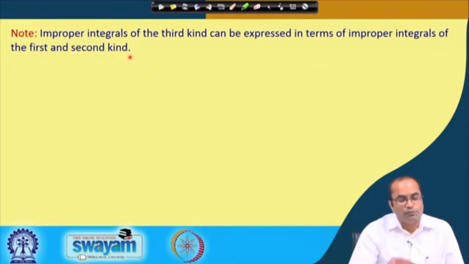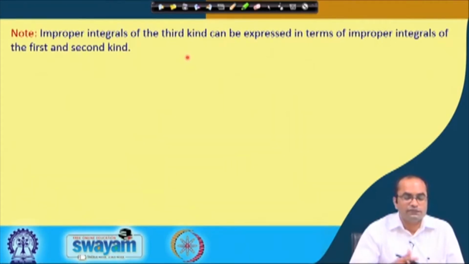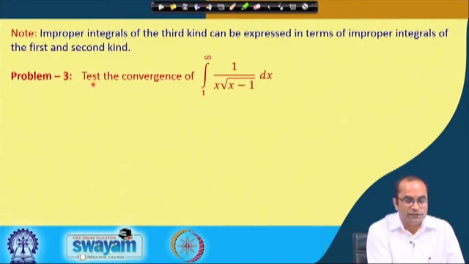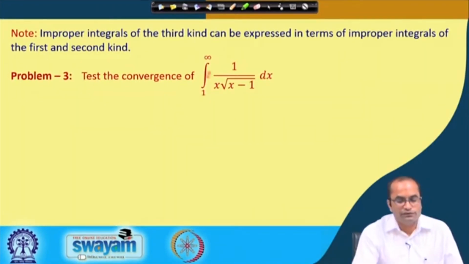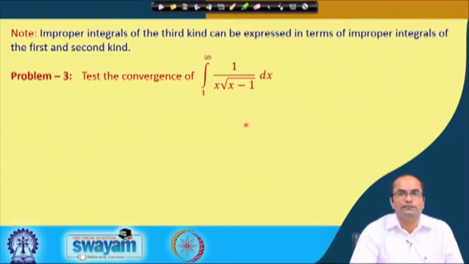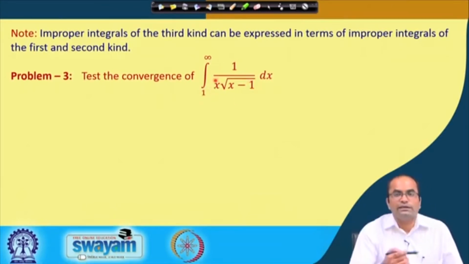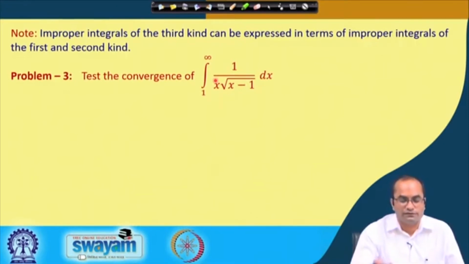Now, if we have the improper integrals of the third kind, just to recall, the improper integral of the third kind was a mixture of the integral of kind 1 and kind 2. So, for example, we have this integral from 1 to infinity of 1 over x square root x minus 1 dx. We have both cases here: we see infinity in the limit of the integral, and also when x is approaching 1, this integrand is getting unbounded. So, we have the integral of type 1 as well as type 2.